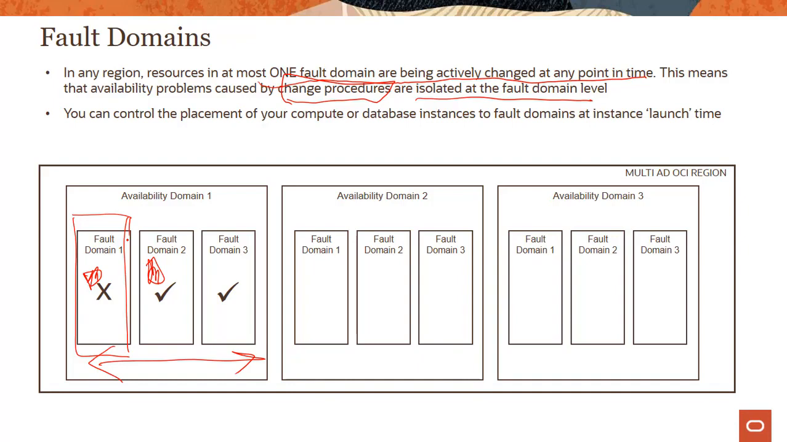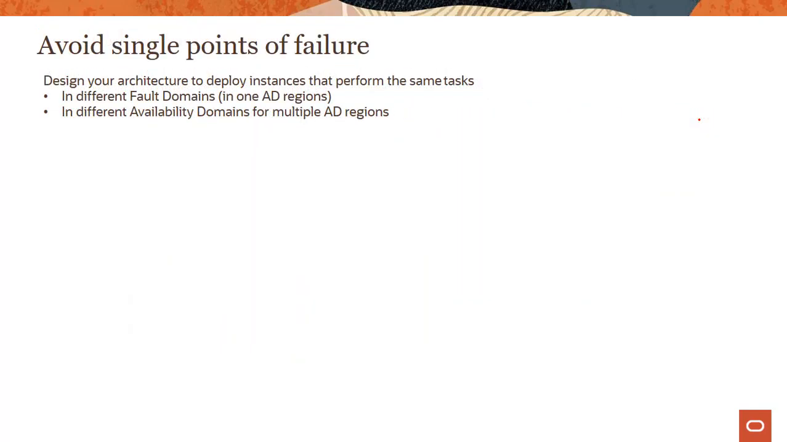Now you as customers control the placement of your compute and database instances to fault domain, and you can choose that at launch. What happens to storage? We do that for you, and I'll talk about that in the storage modules. But you have a choice of using these logical data centers. The whole idea of a region having three availability domains, and each availability domain having three fault domains, is to give you this high availability construct and let you avoid single points of failure.